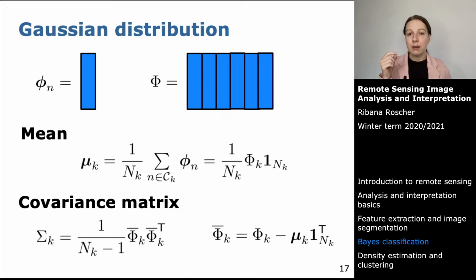And the mean vector now has the dimension of the feature dimension times 1, and the covariance matrix has the dimension of the feature dimension times the feature dimension. So on the diagonal of the covariance matrix, you have the variances in each dimension of the feature space.